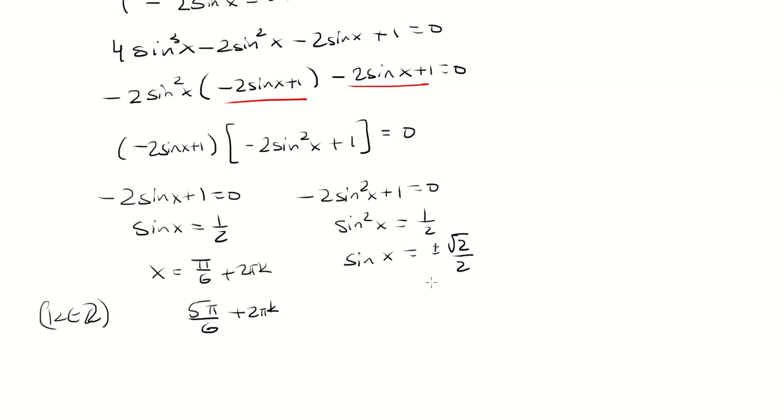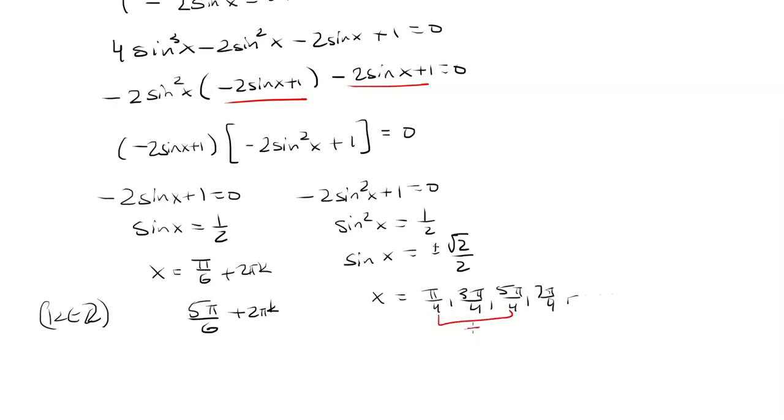And then when is sine equal to plus or minus root 2 over 2? Well, that's going to be, I'm going to write only the first go around, so from 0 to 2 pi, then we'll condense it. So that's going to be pi over 4, 3 pi over 4, 5 pi over 4, and 7 pi over 4.